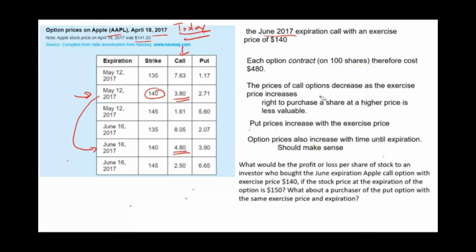So let's try to look at this. What would be the profit or loss per share to an investor who bought the June expiration Apple call option with an exercise price of 140? So we're looking at this one here. If the stock price at the expiration was 150, what would the purchaser of a put option with the same exercise price and expiration get? So simply put, they're asking us what would happen on the expiration date, assuming the price is 150. Well, let's assume you bought the option to buy it at 140.